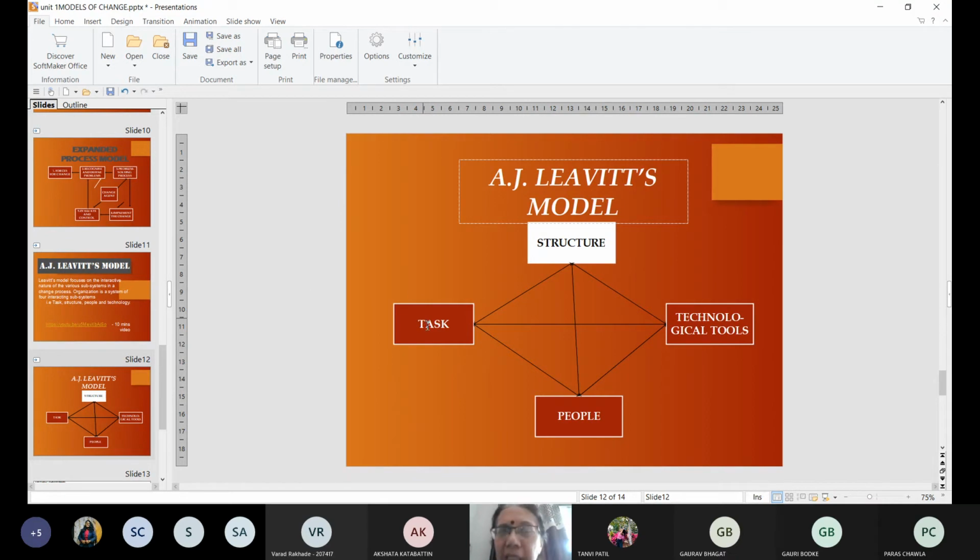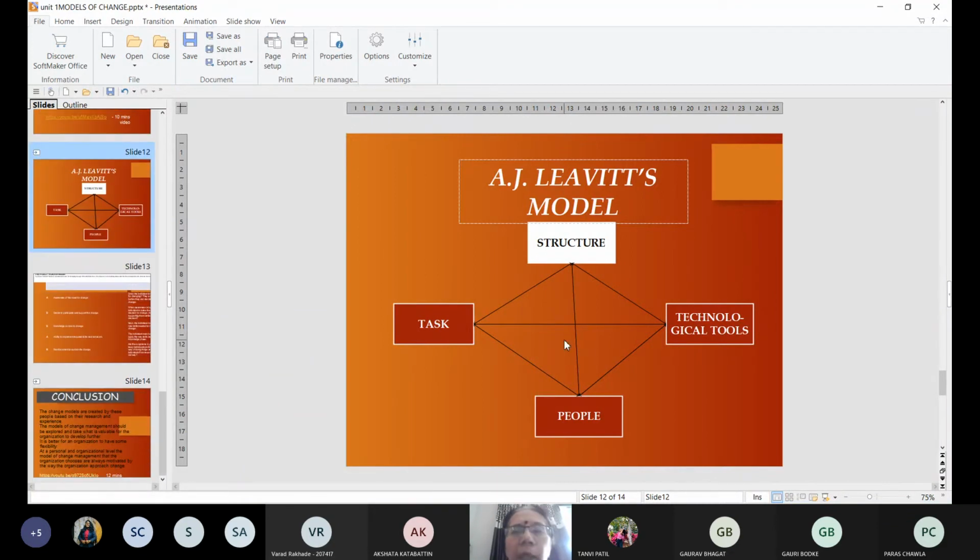Similarly, if task changes, अगर जो काम करना है वो बदल जाएगा तो फिर again people will have to be updated, people will have to learn, training has to be given, infrastructure has to change. Structure यहाँ पे it is not just physical structure, it is also the relationship between the top management and the employees. You know, that structure which you have learned, top management, middle level management, lower level management, उसको भी structure बोलते हैं. So एक में भी change हुआ तो remaining 3 में change होगा. That is what Levitt is saying in this model.